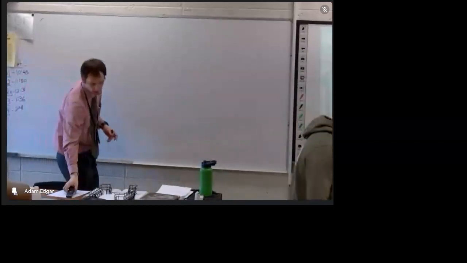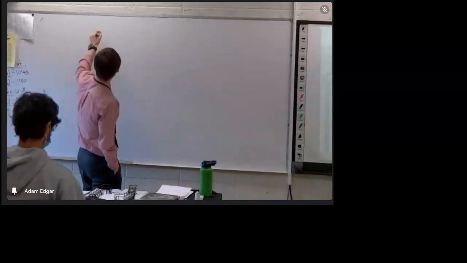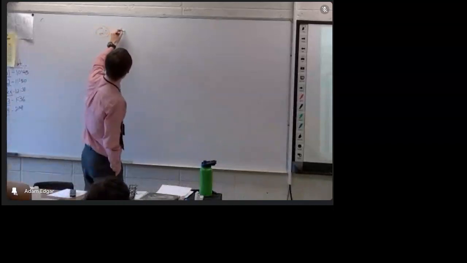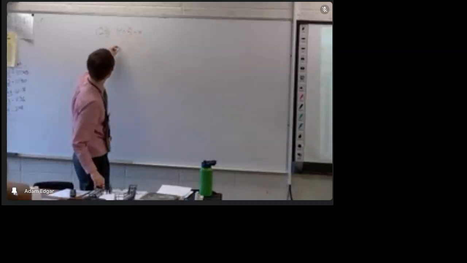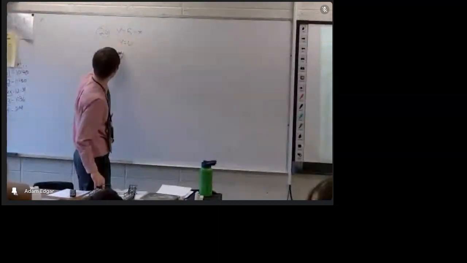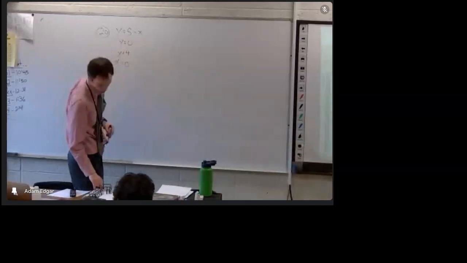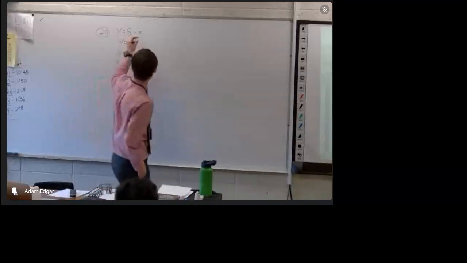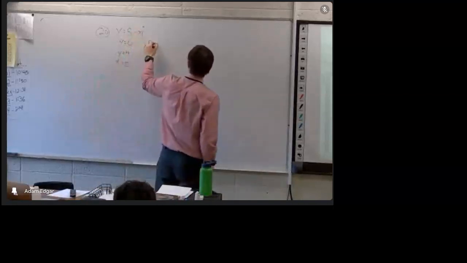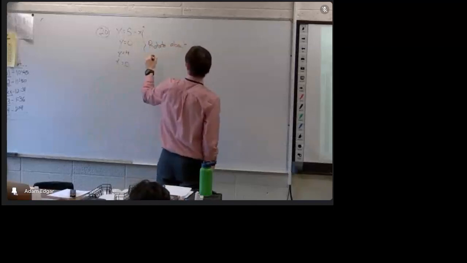All right, 20. We got y equals 5 minus x, and y equals 0, and y equals 4, and x equals 0, and then we want to revolve this about the line x equals 5. So rotate. Revolving and rotating are the same thing. Rotate about x equals 5.